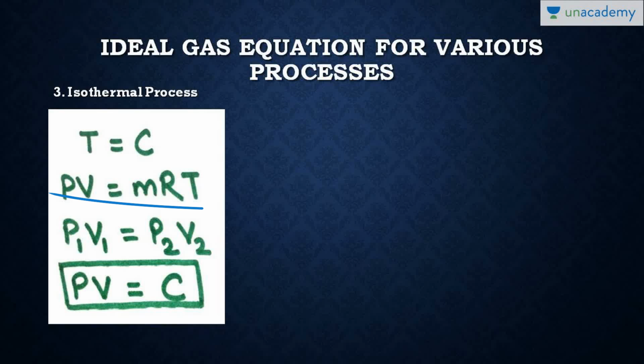M is generally constant, R is constant, temperature is also constant. That means P1 V1 is equal to P2 V2, which is PV is equal to constant. It is as simple as that. You already know the equations for the isothermal.